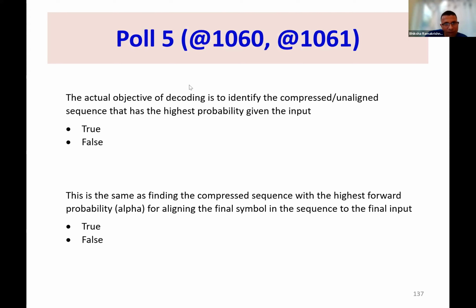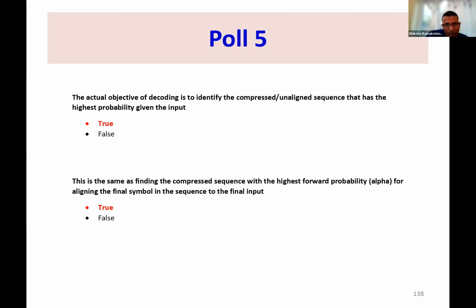So this is not a poll, but can you guys vote on this? The actual objective of decoding is to identify the compressed sequence that has the highest probability given the input, true or false. And this is the same as finding the compressed sequence with the highest forward probability for aligning the final symbol to the final time instant, true or false. Also true, correct? Both are true.